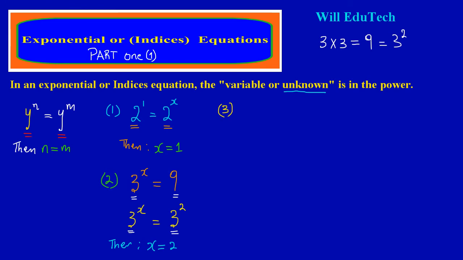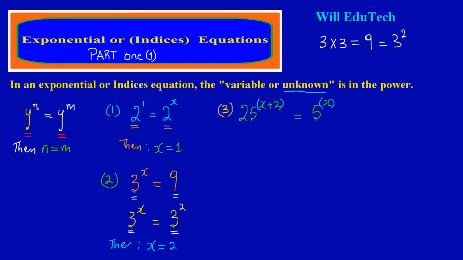Okay, let's say they gave us a problem such as this. Let's say we have 25 raised to the x plus 2, and that is equal to 5 raised to the x power. Now it's basically simple again. As you can see in this case, my power is x plus 2 on my left hand side, and my power over here is x.